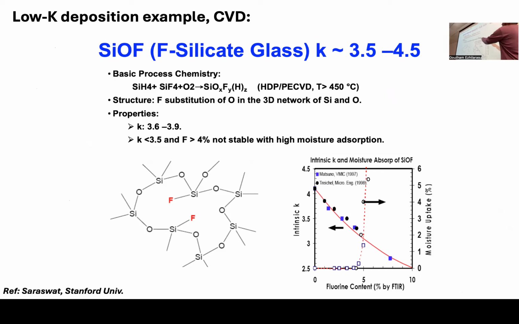However, in this particular case, there is an issue, which is when you exceed the fluorine concentration more than 4%, this tends to soak up moisture, which tends to increase your dielectric constant, okay? So there's actually a sweet spot as to how much fluorine you can add in this case, which is around 4%. That lowers the dielectric constant, but if you go anything beyond that, it also absorbs moisture, and hence it tends to actually have a higher dielectric constant.